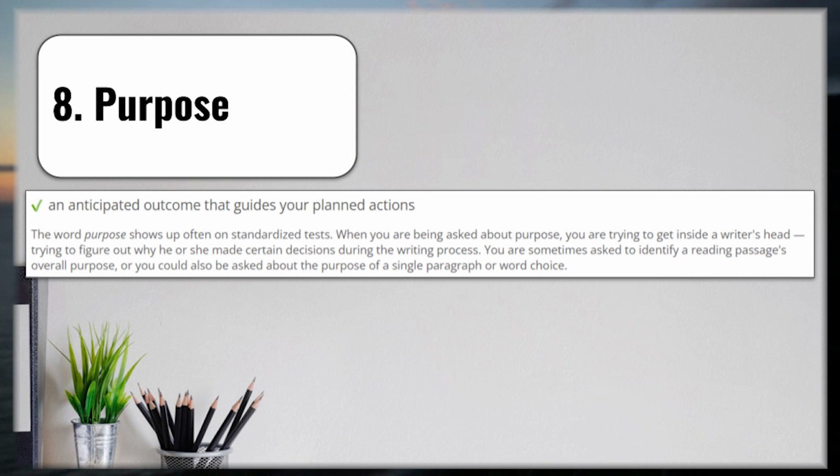or you could also be asked about the purpose of a single paragraph, or why an author or a writer chose this word. What was their purpose in using the term blank in this article instead of something else? Purpose is analyzing or looking at why something was done.